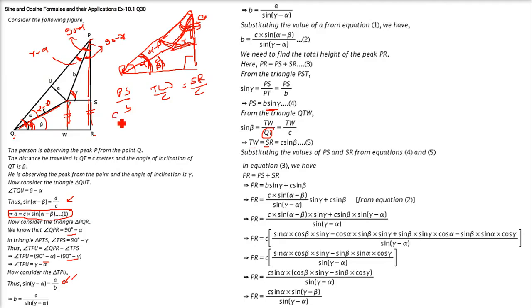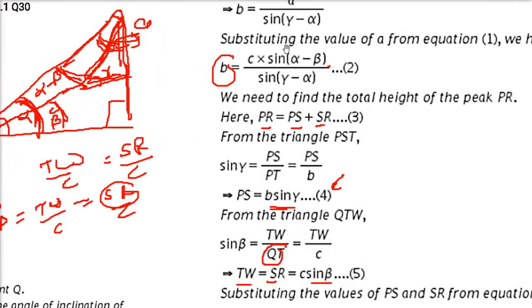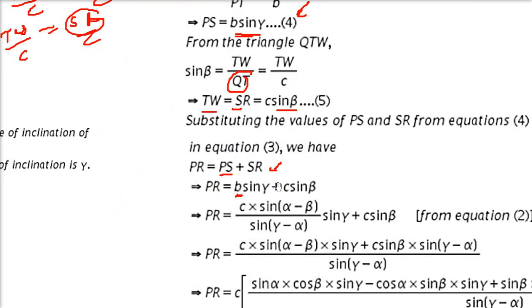Let me tell you again. Sine beta is perpendicular upon hypotenuse, that is TW by hypotenuse C. But TW and SR are equal, so it will be SR by C. So SR is C into sine beta. This is what we have. So now, using PR equal to PS plus SR, in place of PS we are writing B sine gamma, and in place of SR we are writing C sine beta. Now in place of B, put this one, in this place. So what do you get?